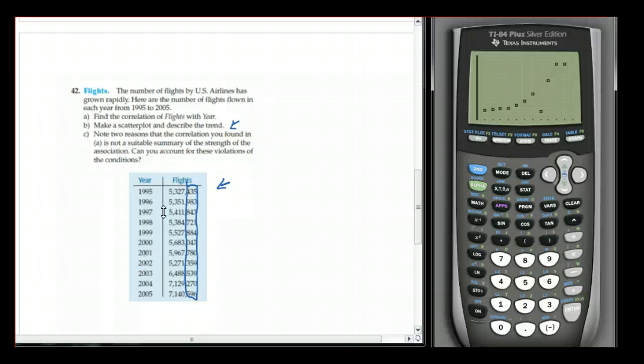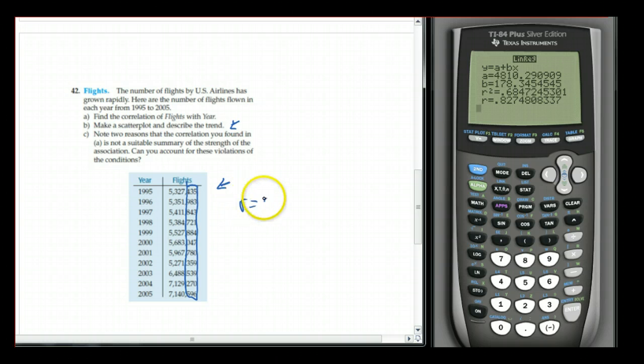All right, let's go back to the first one. Now find the correlation. Stat, calc, and it's 8. L5 and L6. That's where my data is. Calculate. What do we have here? So r equals 0.827. Okay, so a pretty strong correlation.